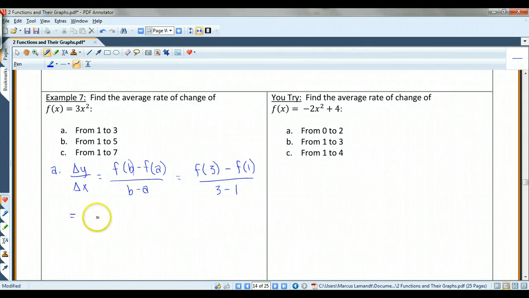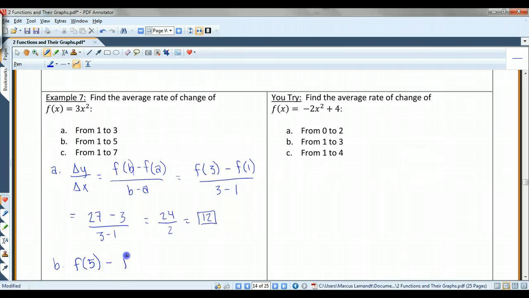F of 3, let's see, 3 squared is 9. 9 times 3 is 27. F of 1 would be 3. So we've got 24 over 2, which is 12. Do the same for the next one.